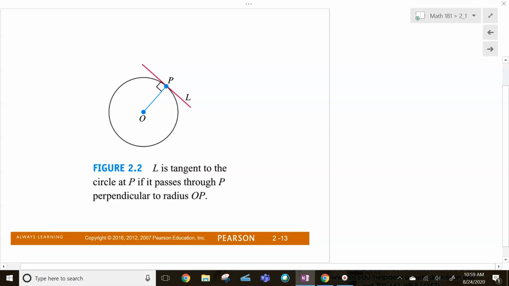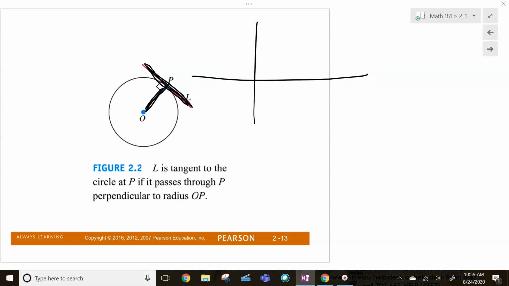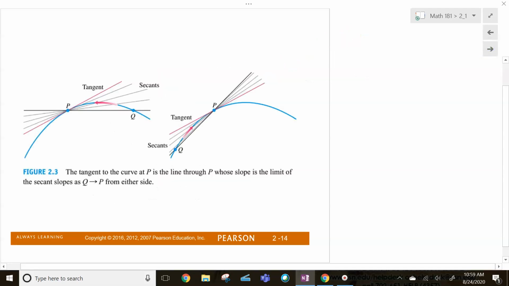And here's just a picture of a circle. If you remember, we had tangents and they were perpendicular to our radius, right? But it's not so simple when we've got just some curve on a graph to find the slope of the tangent, right? It's not so simple. We have to use this limiting process.